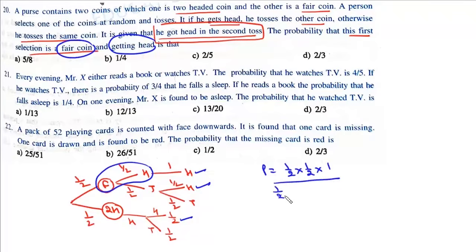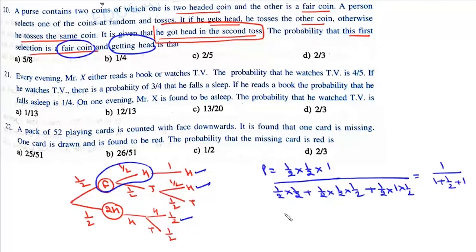now this is 1 by 2 into 1 by 2 plus 1 by 2 into 1 by 2 into 1 by 2 and plus this case which is 1 by 2 into 1 into 1 by 2. Now we divide everything with 1 by 4, we get 1, and this is 1 plus 1 by 2 plus 1. So this probability will be simply 2 by 5, and that's your option C.